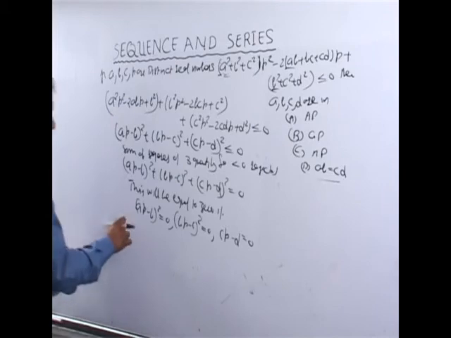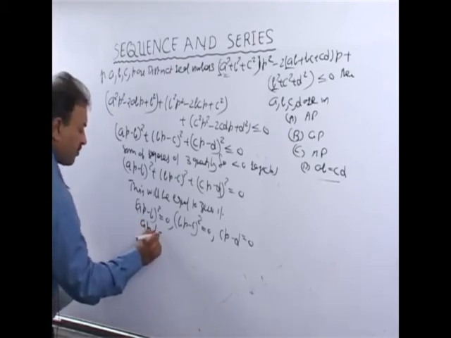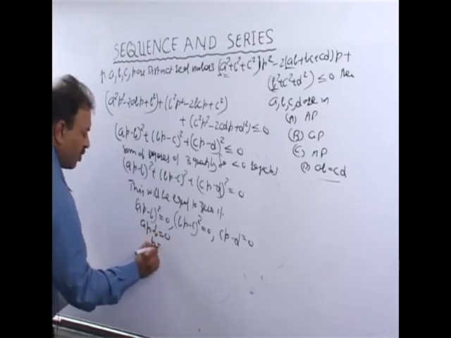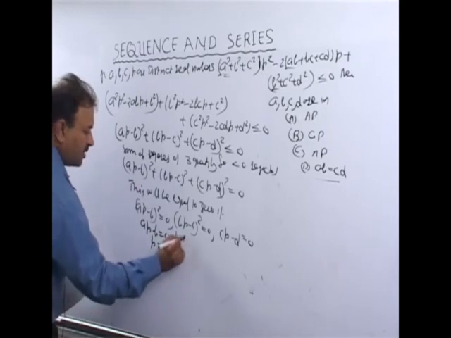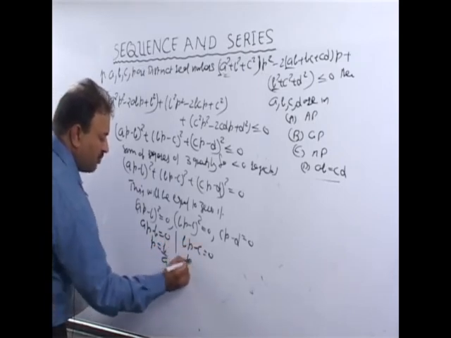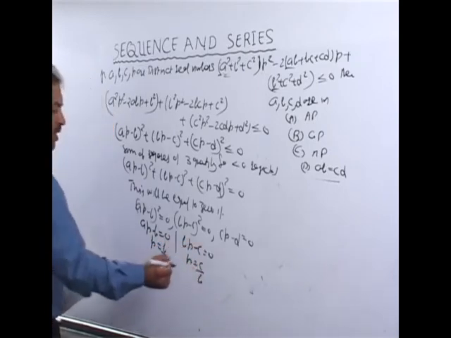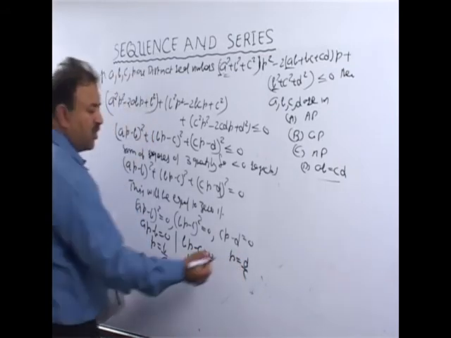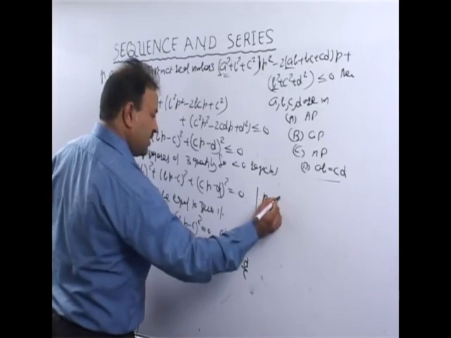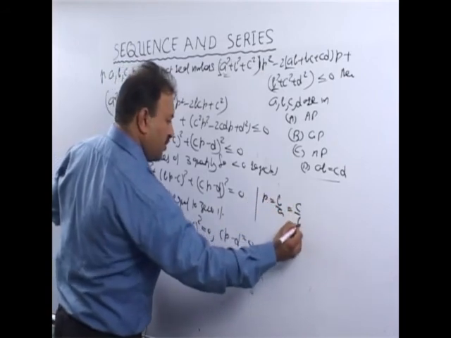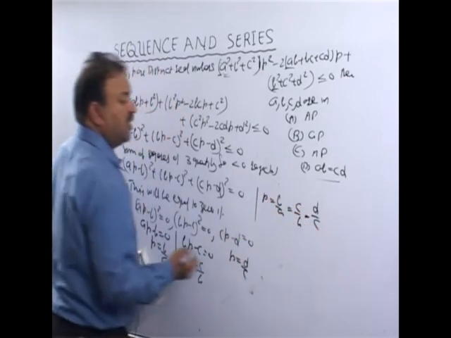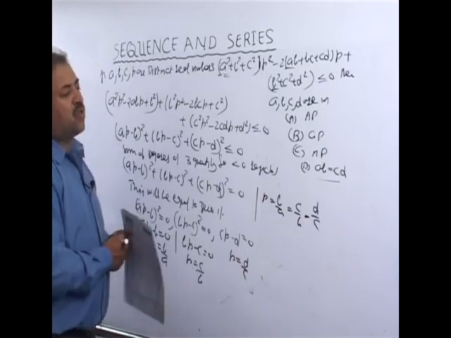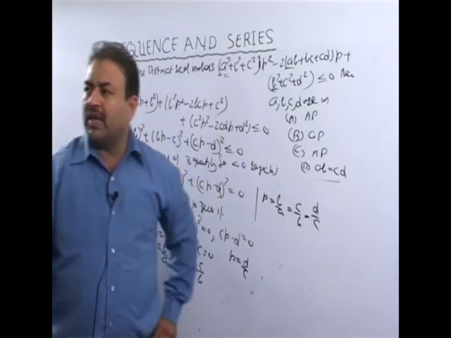That means ap minus b is equal to 0, so p is b over a. bp minus c is equal to 0, so p is c over b. And here p is equal to d over c. I can say p is the common ratio: p is equal to b over a, c over b, is equal to d over c. Now the next problem.